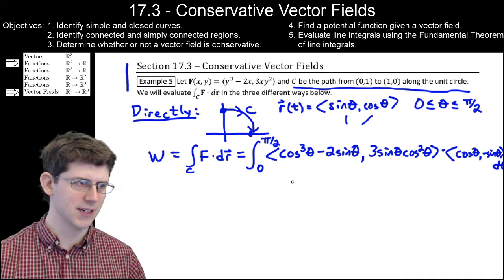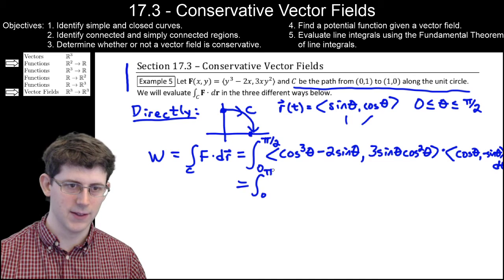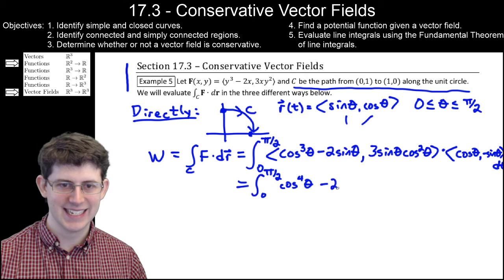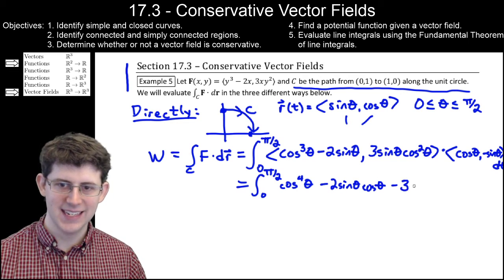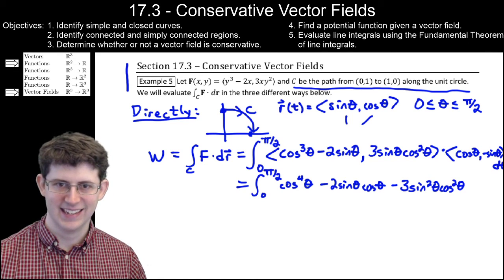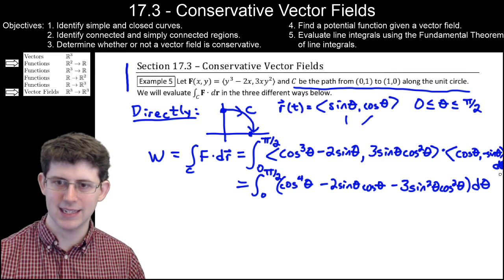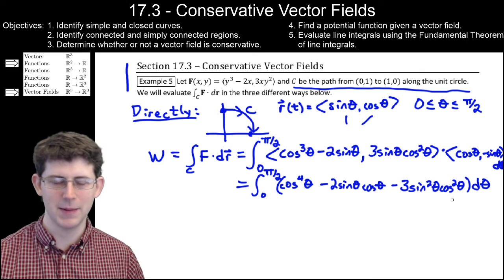Am I going to be able to do this integral? I don't know. Let's see. So I'll do the dot product. I get, oh, I don't think we're doing this integral. Cosine to the 4th theta minus 2 sine theta cosine theta minus 3 sine squared theta cosine squared theta. Wait, dt? What am I talking about? Yeah, this is d theta. I must have said something really wrong earlier: I said because it's a t integral, we use theta bounds, but it should be, because it's a theta integral, we use theta bounds.